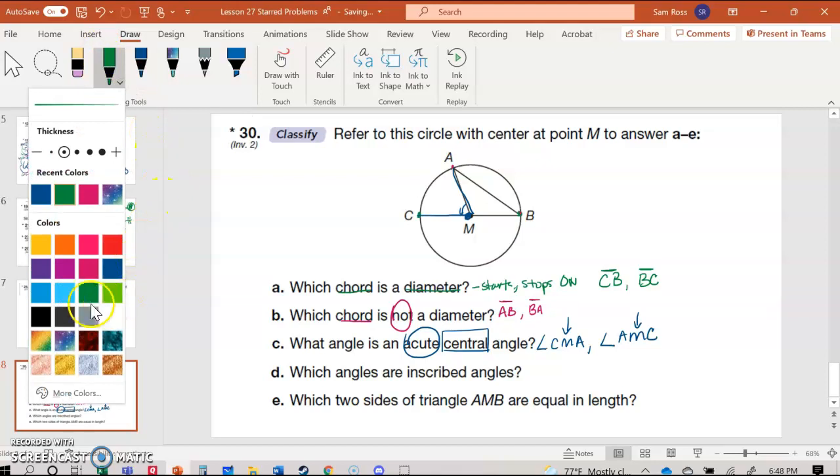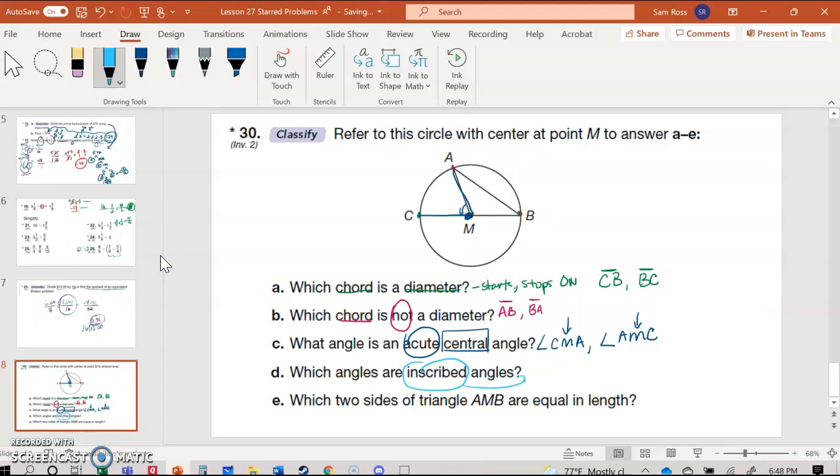Alright, let's pick a different color. Let's see, what haven't we used? Let's use this blue. What angles are inscribed angles? Inscribed angles have their vertex, which is a fancy word for corner, on the circle. So like this one, this one here, this one here. Let me erase that. It says, which angles are inscribed? You could just call this angle B and angle A if you want to. That's perfectly fine because there's not another way to do that.